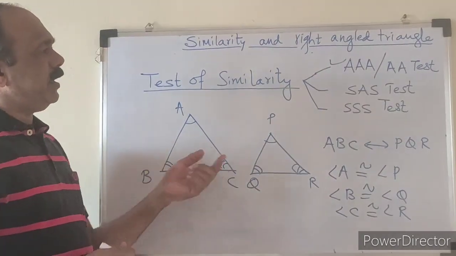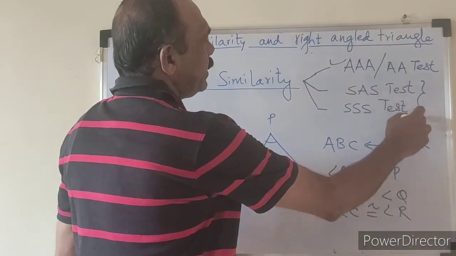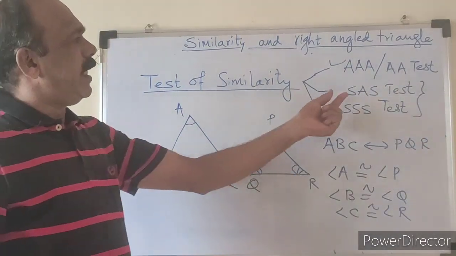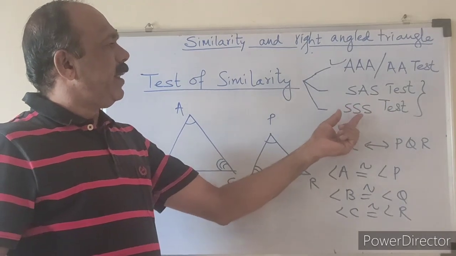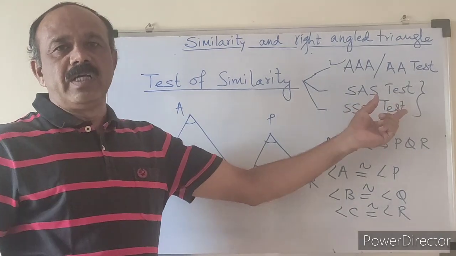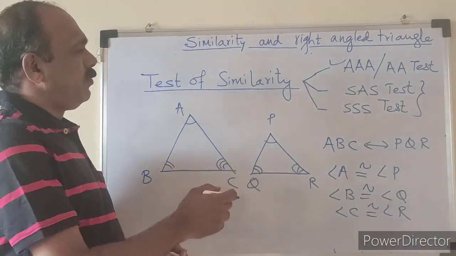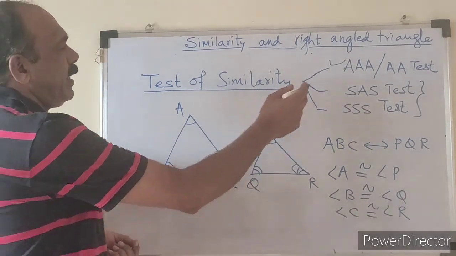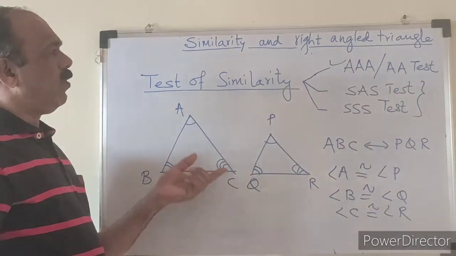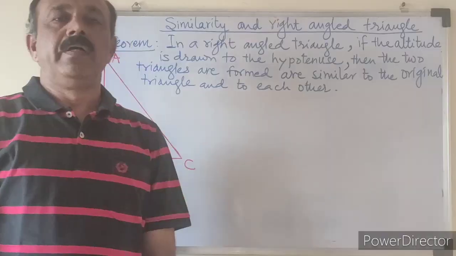We will see the rest of these two, that is SAS and SSS tests, side angle side and side side side, in the first chapter. So only the AA test I have introduced here for the proof of this theorem.